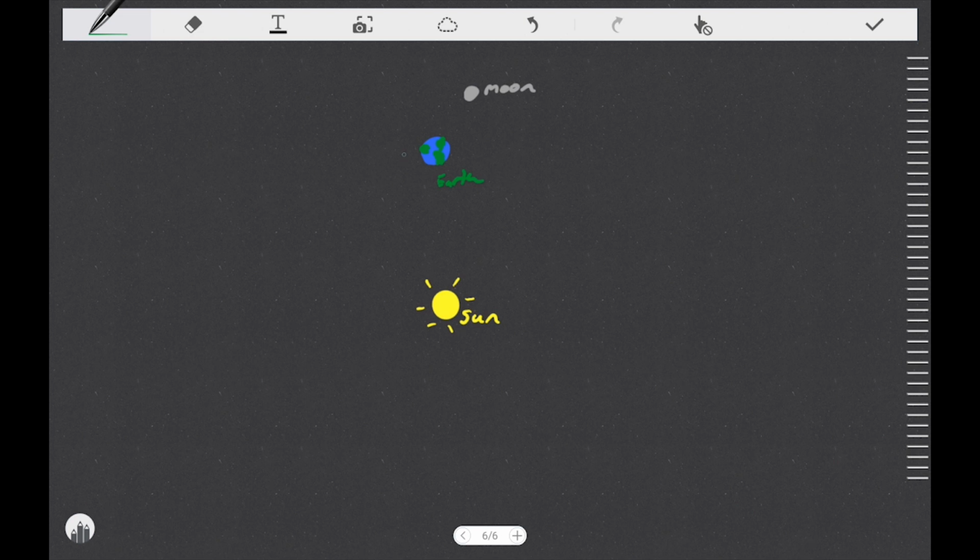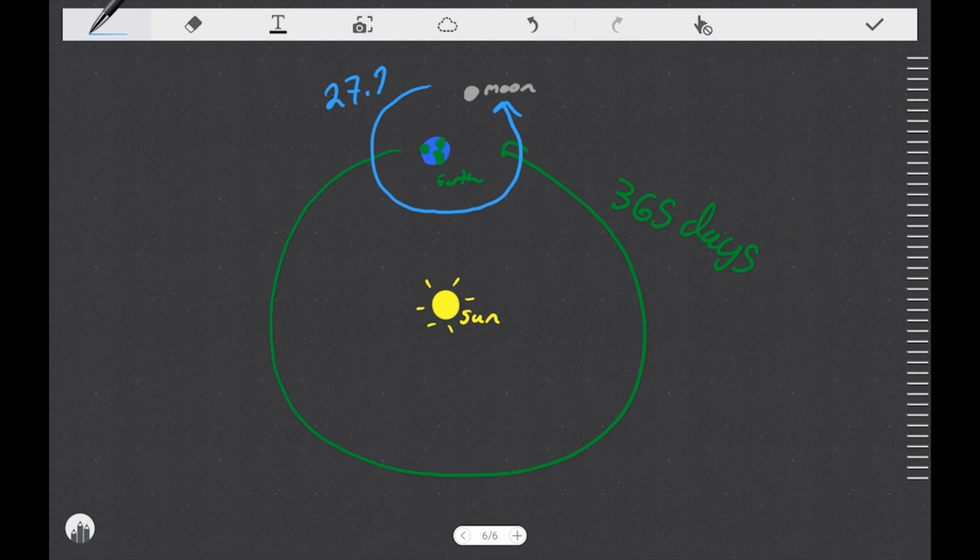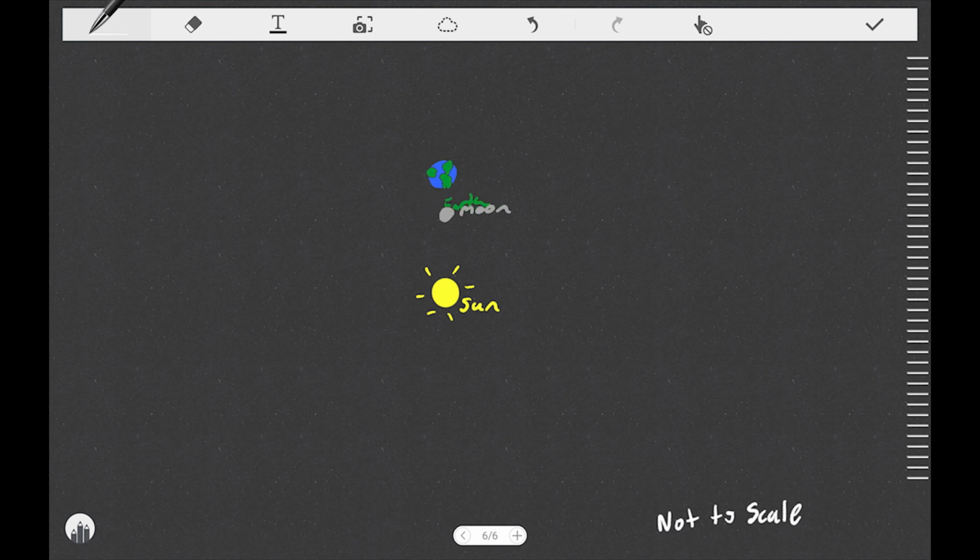So most people know that the Earth goes around the sun once every 365 days. And many people also know that the moon goes around the Earth with respect to the sun once every 27.2 days. So if we take a look at that motion, we can notice a couple of things. One thing we're going to notice is that the position of the moon relative to the Earth is changing much faster than the position of the Earth relative to the sun.